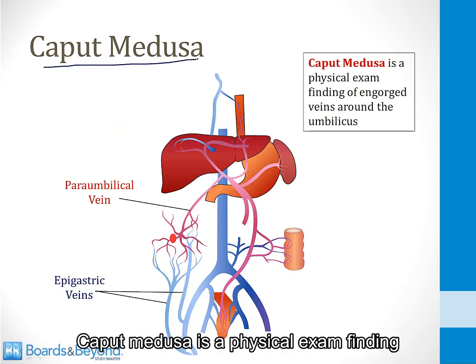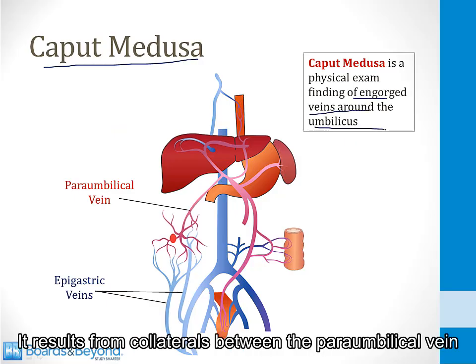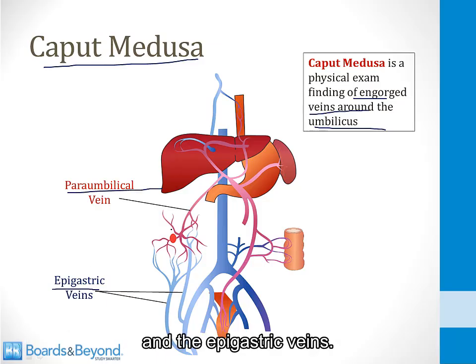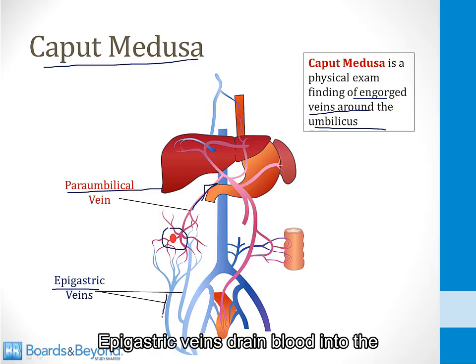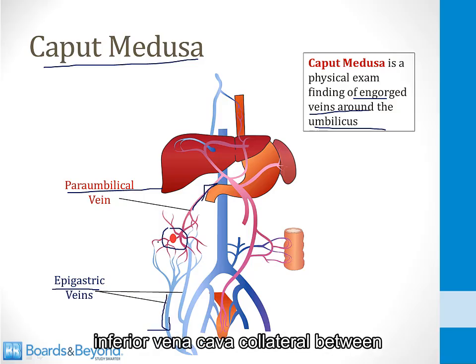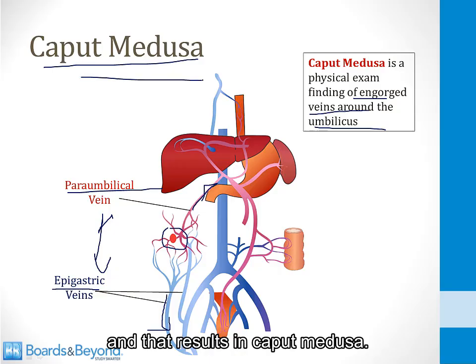Caput medusa is a physical exam finding of engorged blood vessels around the umbilicus on the abdomen. It results from collaterals between the periumbilical vein and the epigastric veins. Around the epigastric area, periumbilical veins drain blood into the portal system. Epigastric veins drain blood into the inferior vena cava. Collaterals between these two venous structures can become engorged and swollen, and that results in caput medusa.